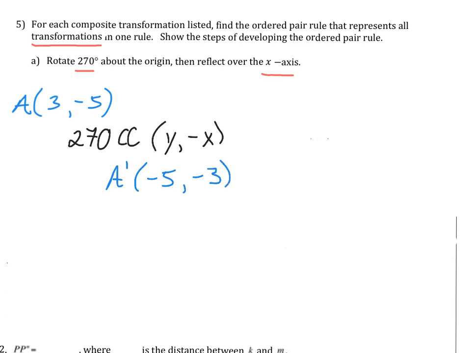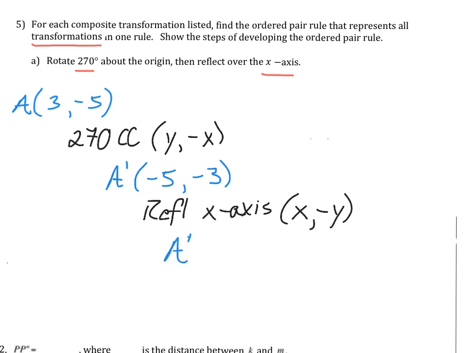Now what I want to do with A prime is reflect over the x-axis. We have a separate rule for this. When I reflect over the x-axis, what's going to change is my y coordinate. It's just going to change signs. So now it's going to lead me to A double prime. I'm going to end up at negative 5, positive 3.